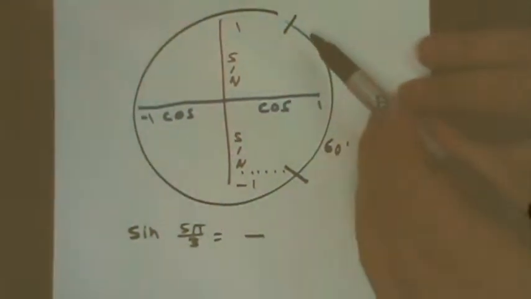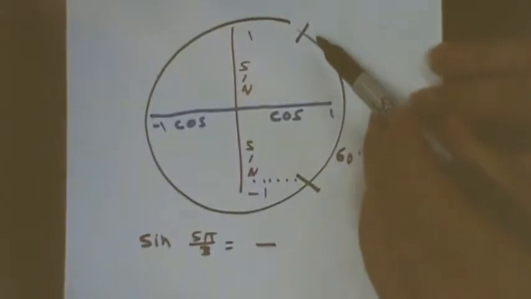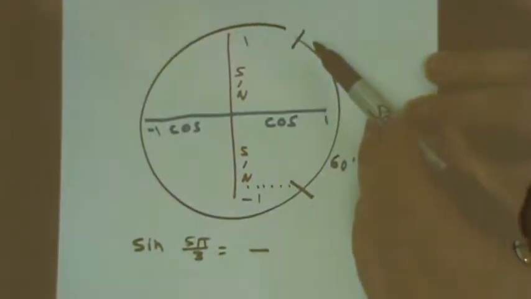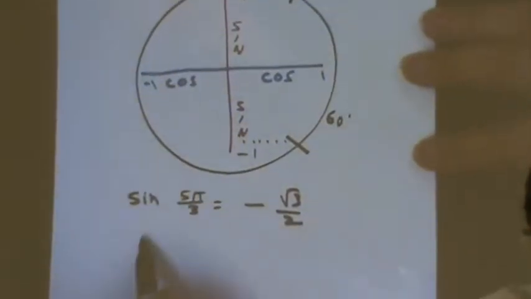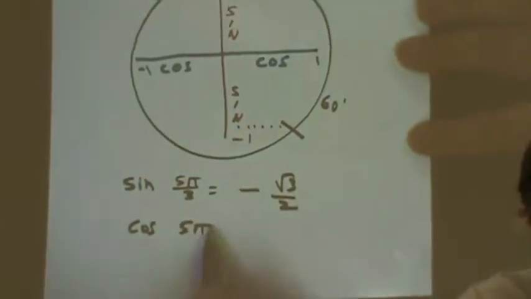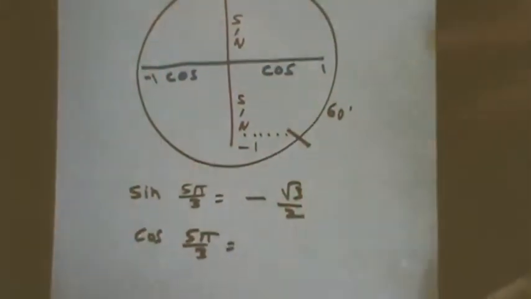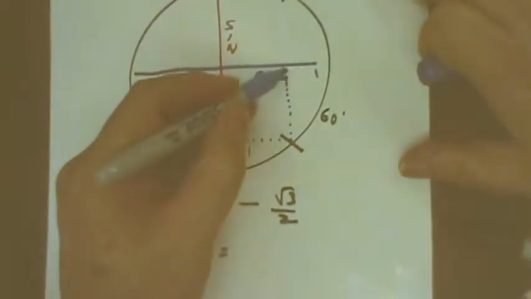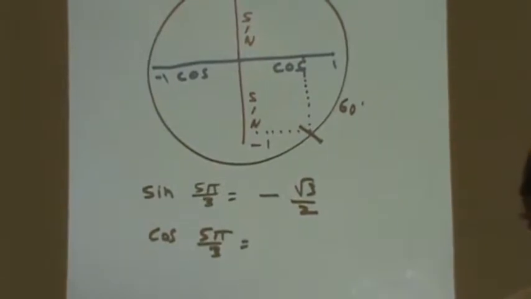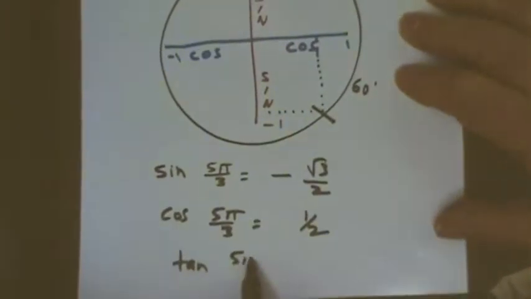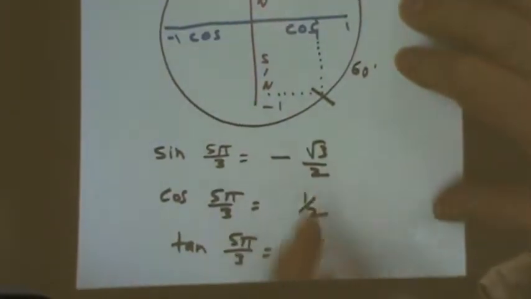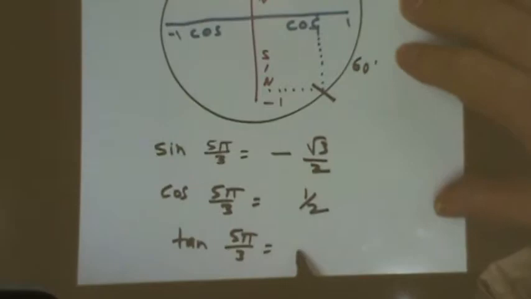It'll be the same as the sine of 60 degrees, which you memorized is radical 3 over 2. Then the cosine of 5 pi over 3 will be positive or negative? Positive. It's positive because the x-coordinate of that point is positive, or on the cosine line we're in positive territory. 1/2. And we agree that's 1/2. And the tan of 5 pi over 3: this over this, which is what? Negative radical 3.